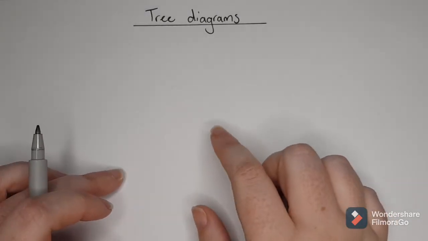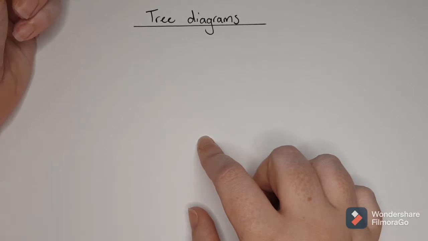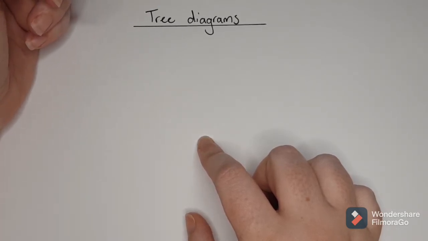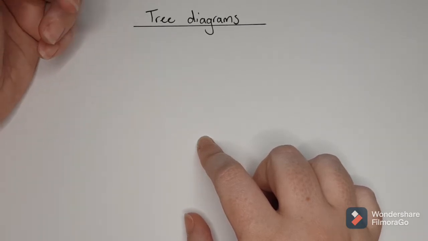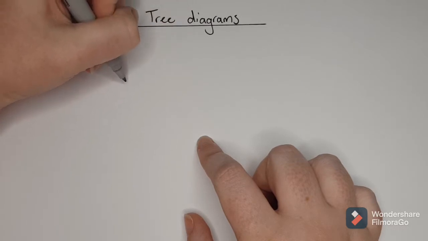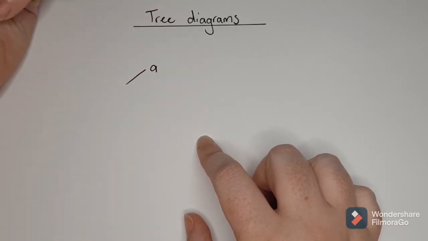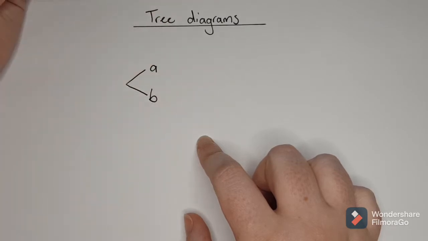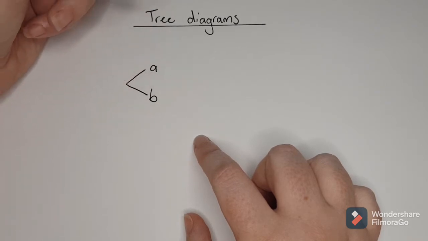Okay, so when we want to draw a tree diagram, we'll always have different options for our probabilities. So we'll have choice A or choice B. And when we do that, we always split them into branches. So I could have my first option or my second option. Once I've chosen those options, then I have further options.